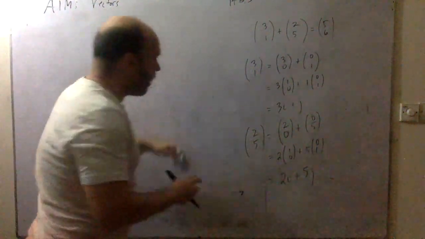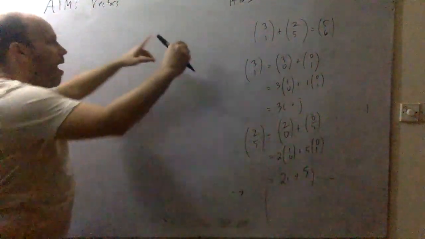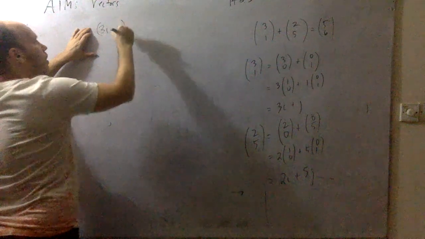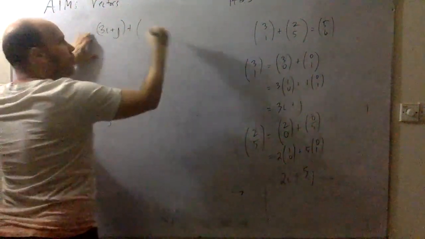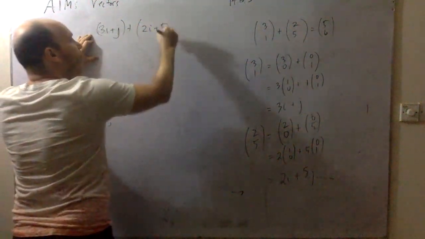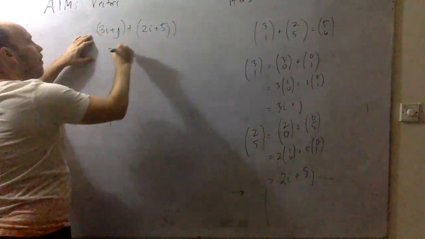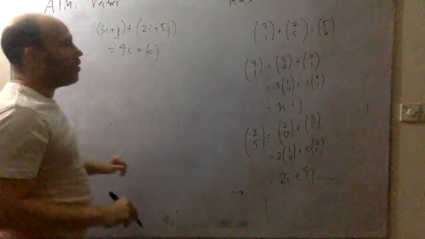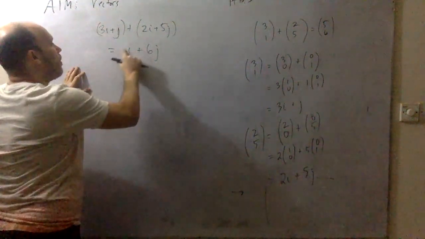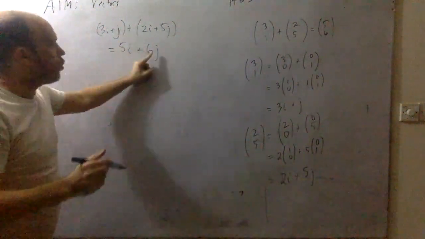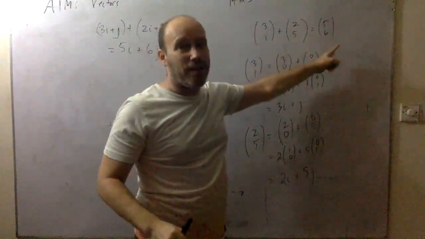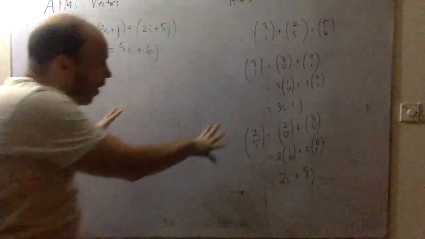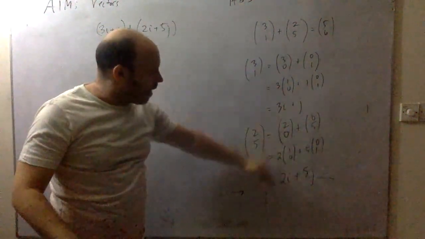And so now we have these many different representations. So now 3i plus j plus 2i plus 5j is equal to, sorry, 5i plus 6j, which was our 5, 6. So what we're talking about is different ways of representing.